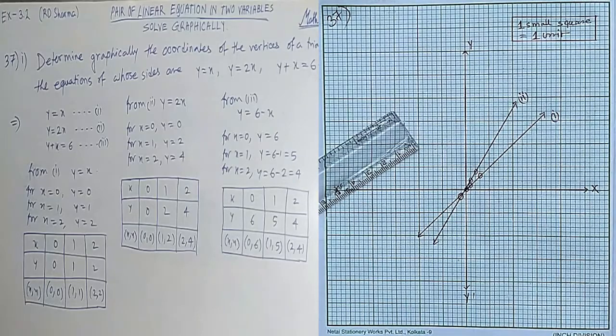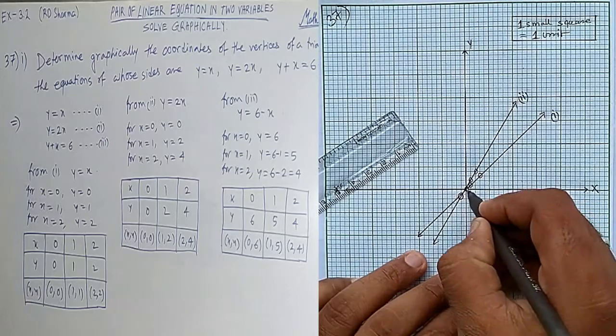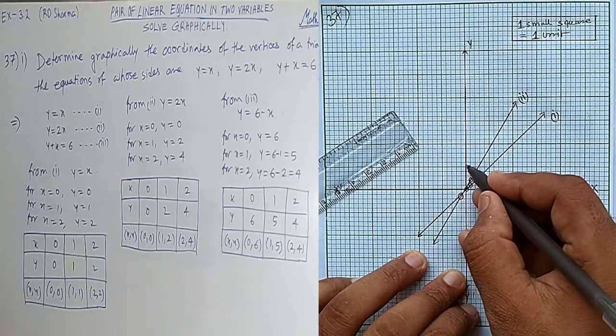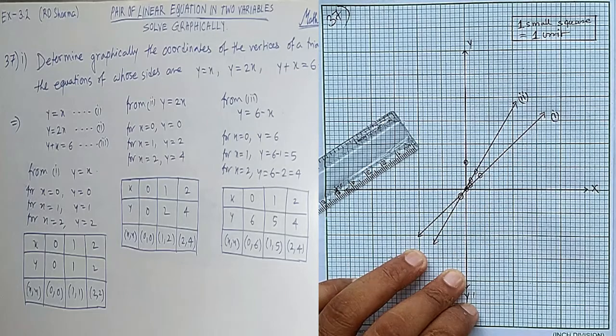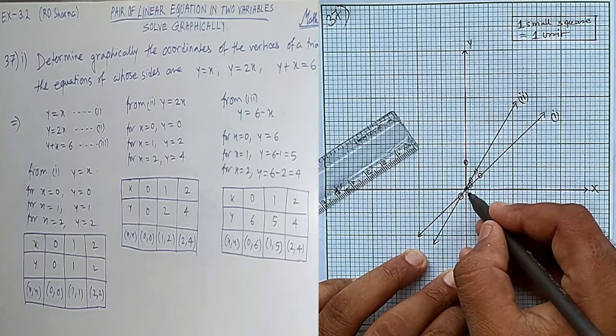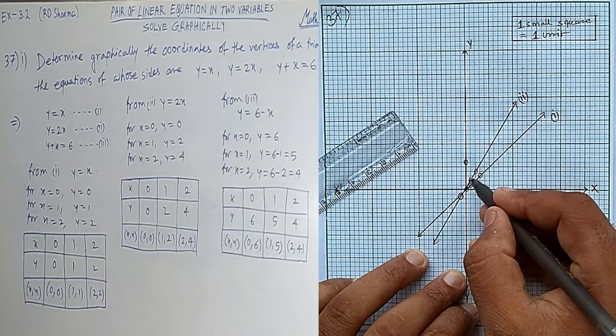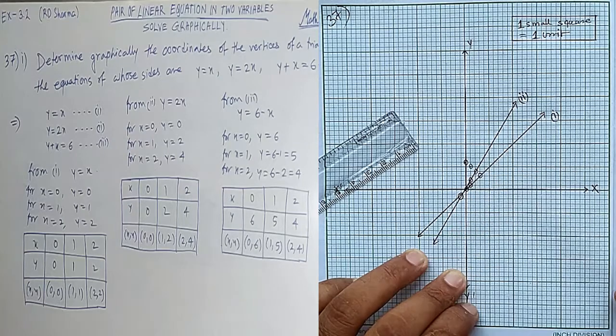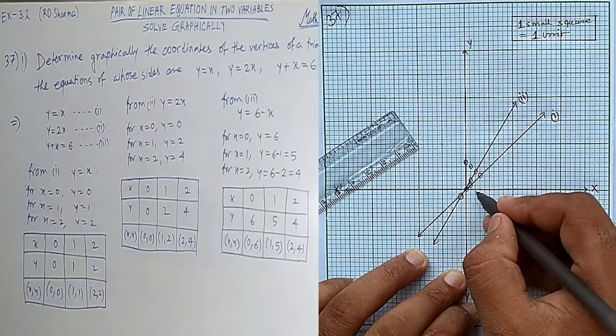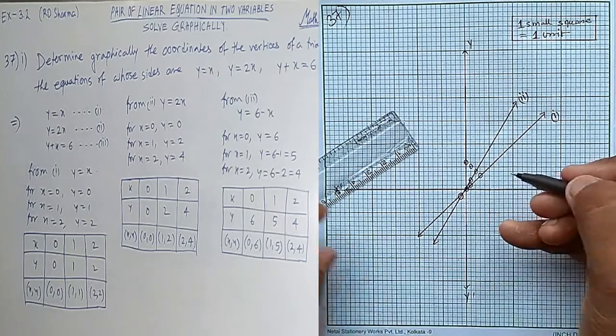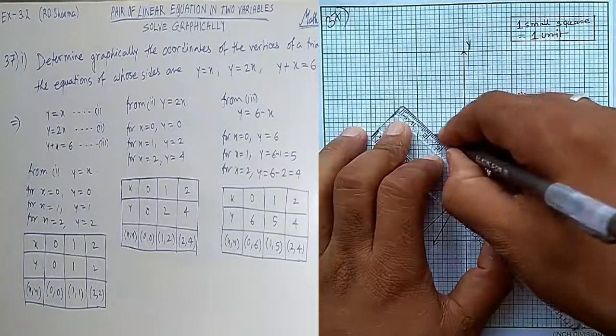And now we draw the third equation on the graph paper. The coordinate of the third equation (0, 6), x equals 0, y equals 1, 2, 3, 4, 5, 6, this point. And the next (1, 5), that is x equals 1, y equals 1, 2, 3, 4, 5, this point. And the next (2, 4), x equals 2, y equals 4, that means this point. Now we join these 3 points.